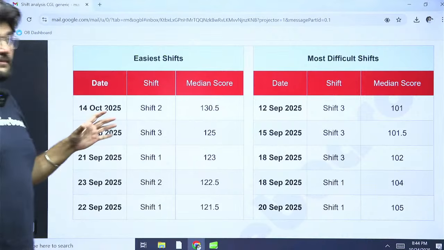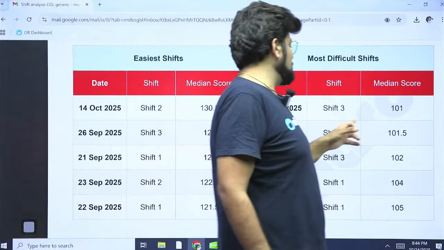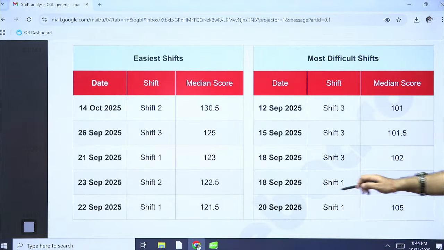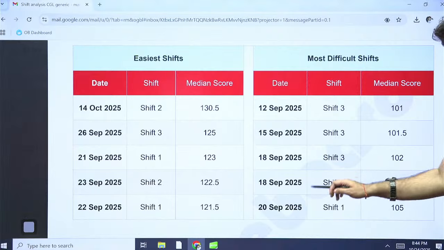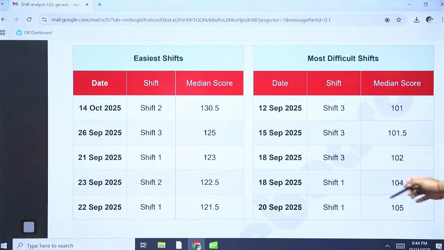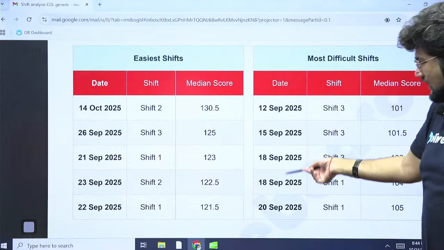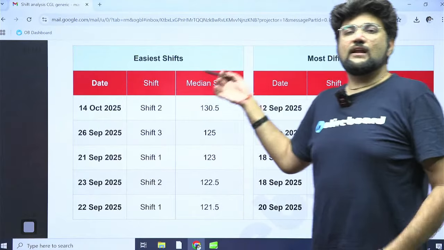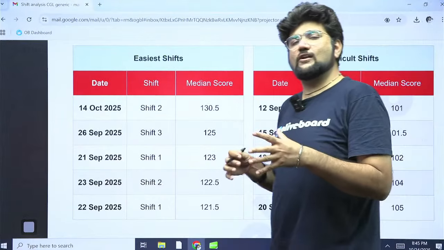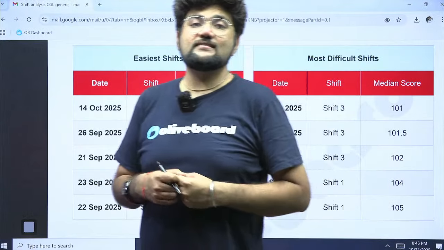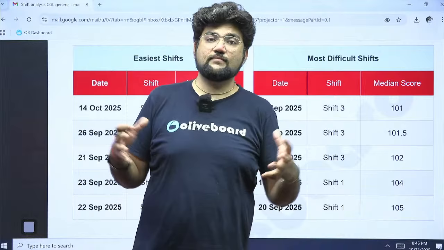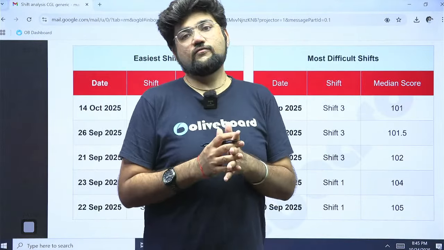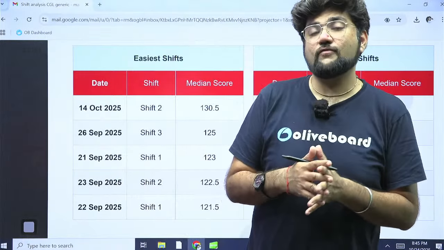Then 15 September shift 3, 101.5, 18 September shift 3, 102, 18 September shift 1, 104, 20 September shift 1, 105. So I think initially they were moderate or difficult shifts, and gradually they started shifting towards the easiest shifts. Now this can also be attributed to the fact that a lot of students initially face the exams for the first time, they are beginners. So a lot of experiments are happening for them, which has a lot of added novelty to it.